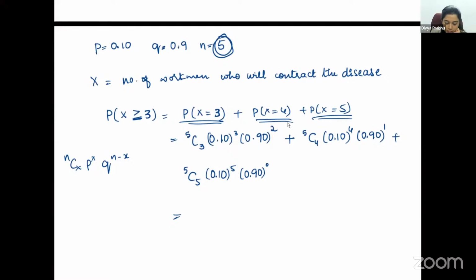So here greater than or equal to 3 is mentioned. So you start from 3, you go up to n. N is 5. So X is equal to 5. Calculate this, get me the value.